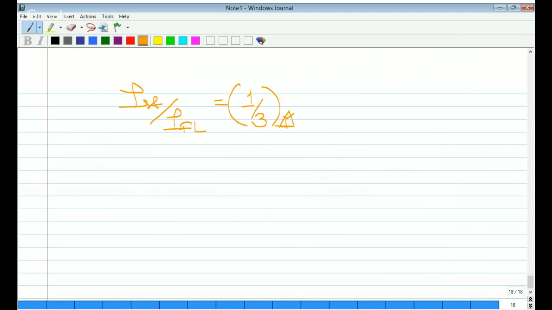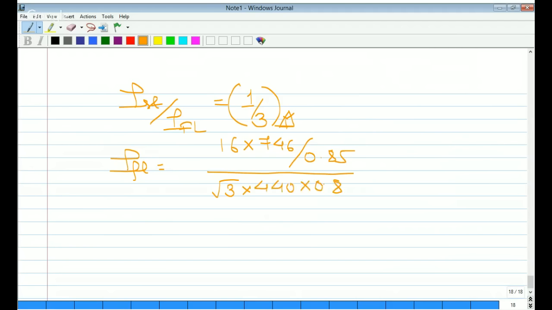So short circuit line current is given to me as 45 ampere at 220 volt. From here I can calculate full load current. Full load current would be how much? 16 horsepower is given to me. 16 into 746, that will be the output power, divided by 0.85 into root 3 into 440 into 0.8. That will be the full load current.